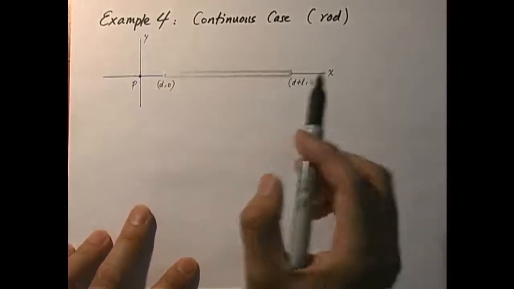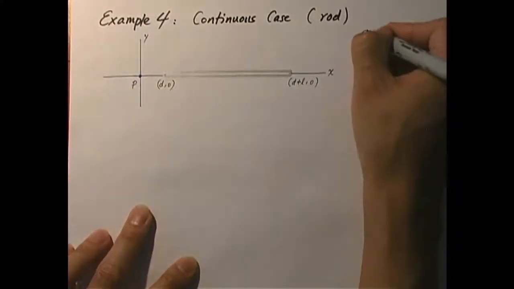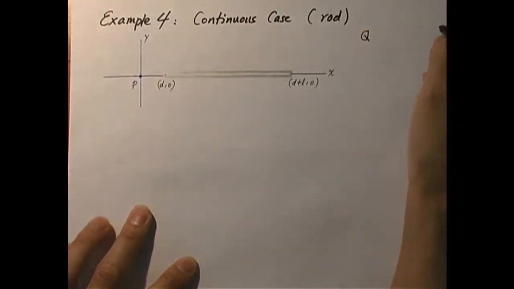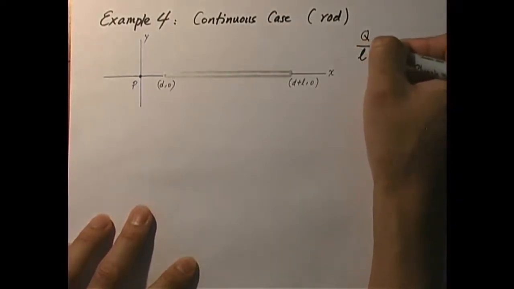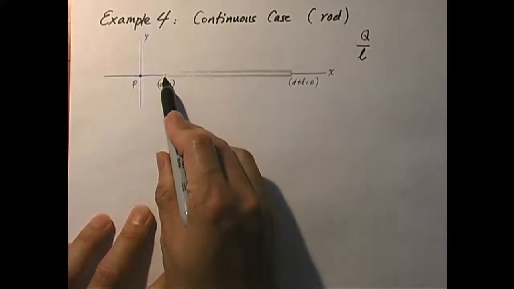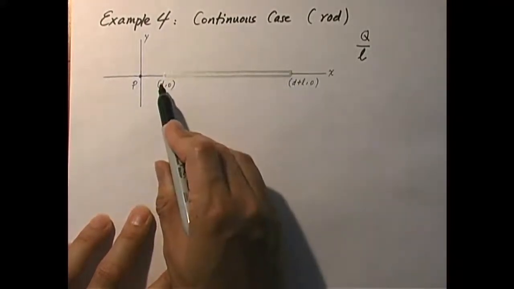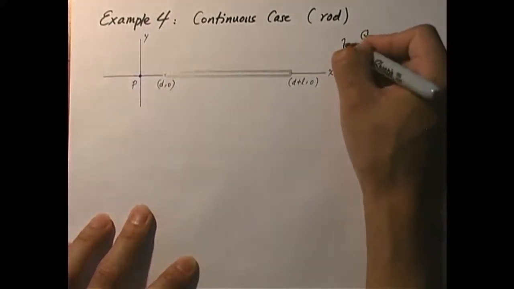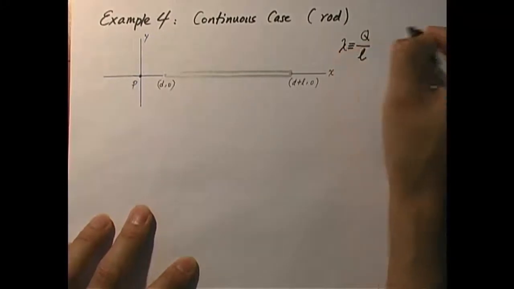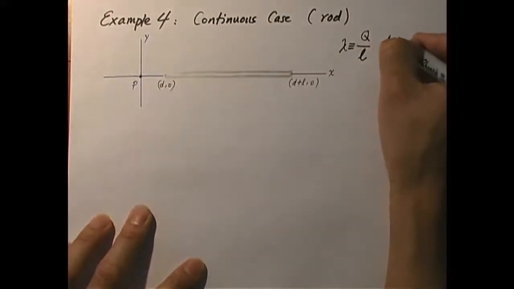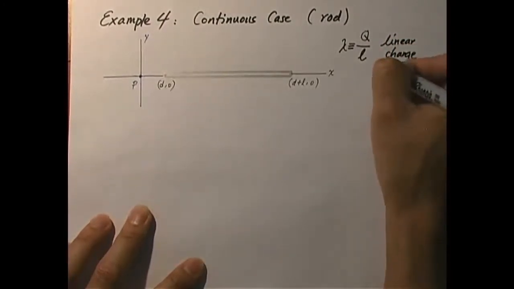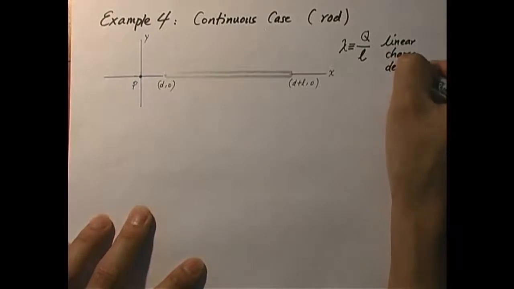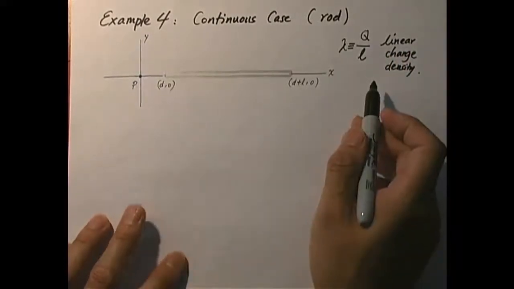Now the total charge on the rod is Q. If you divide this Q by the length L of the rod, you will get the amount of charge per unit length, right? This is called lambda. Lambda is called linear charge density. It's defined in the textbook as well. In other words, charge per unit length. We're going to need that in our expression.